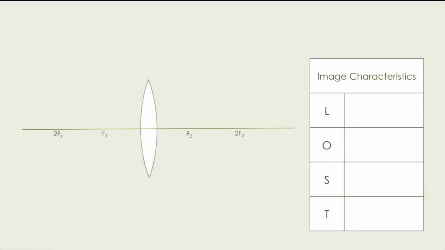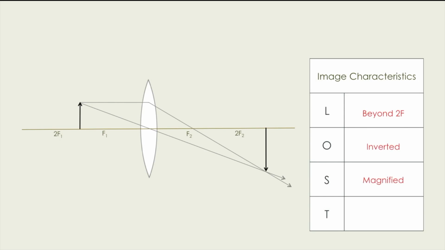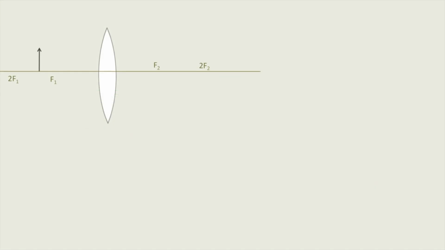So let's have a look at image formation by a convex lens. Here the image is beyond 2f, inverted, magnified and real. But what if we knew that the focal length was 10 centimeters and the object was placed 15 centimeters away from the lens? The question that would arise is, how far is the image formed? Yes, the image is magnified, but how magnified is the image? Is there a way to find out? Let's find out.